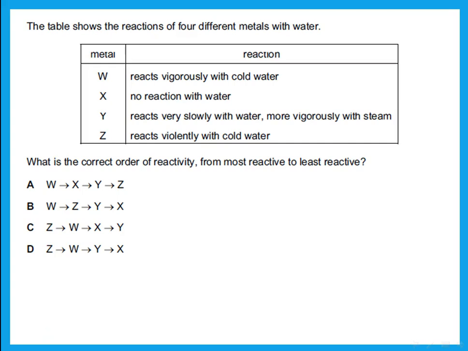He wants from most or from least. Sometimes he says from most to least, and sometimes from least to most. This is from most reactive. So which one is the most reactive? Z. So my answer is C or D. Z reacts violently, and then W, and then which one? The one that reacts very slowly would be more reactive than the one that doesn't react at all. So W before X, so your answer is D.